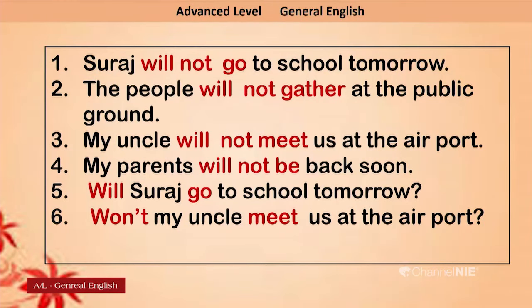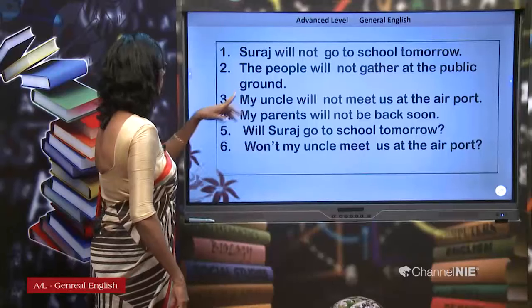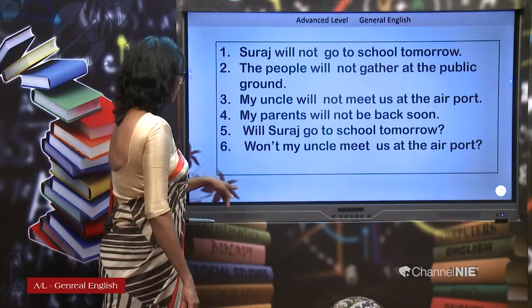Fifth one is a question. So, when you form the question, you have to take the modal verb will first, and then will Suraj go to school tomorrow? Will and not together shorten to won't, and you can make the negative question or the negative interrogative using that shortened form won't. Won't my uncle meet us at the airport? That is also a question, right? So, then you can easily form the negative form of this, right?